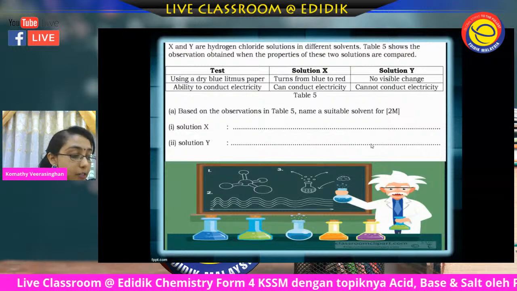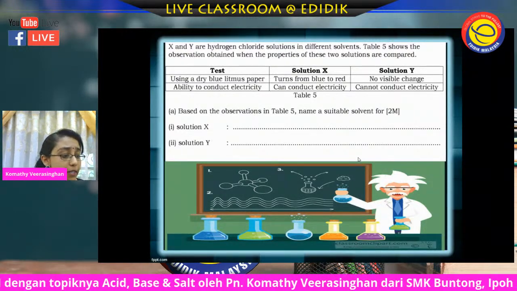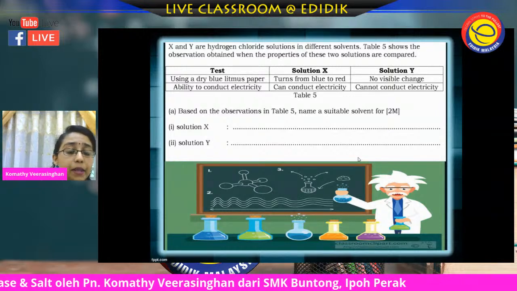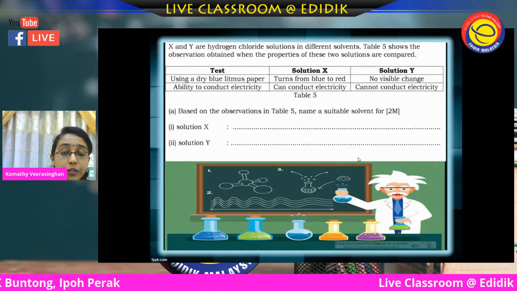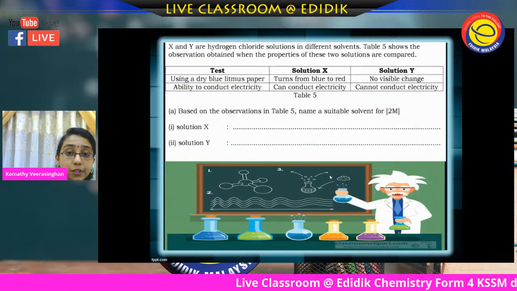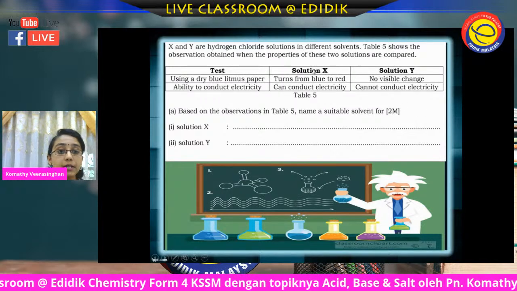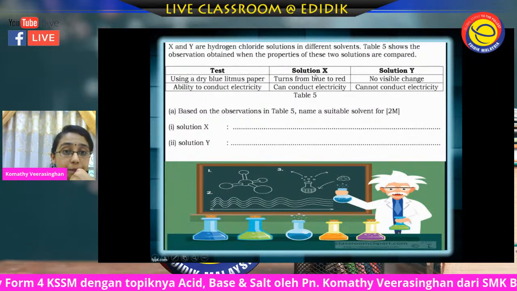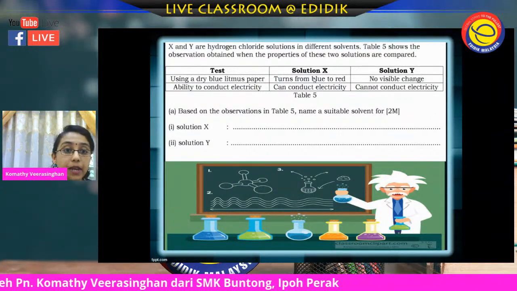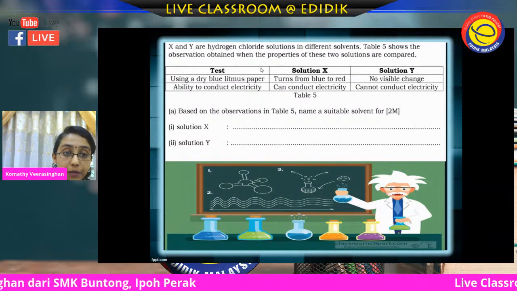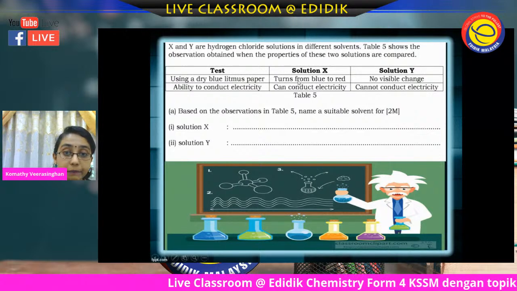Okay, now let's look at this question. Respond in the chat box, class. Okay, now here we have hydrogen chloride that had been dissolved in two different solutions. One is solution X, another one is solution Y. We are testing the solutions. That means after the hydrogen chloride dissolved inside the respective solution, we test it with dry blue litmus paper, and we also do another test on the electrical conductivity.